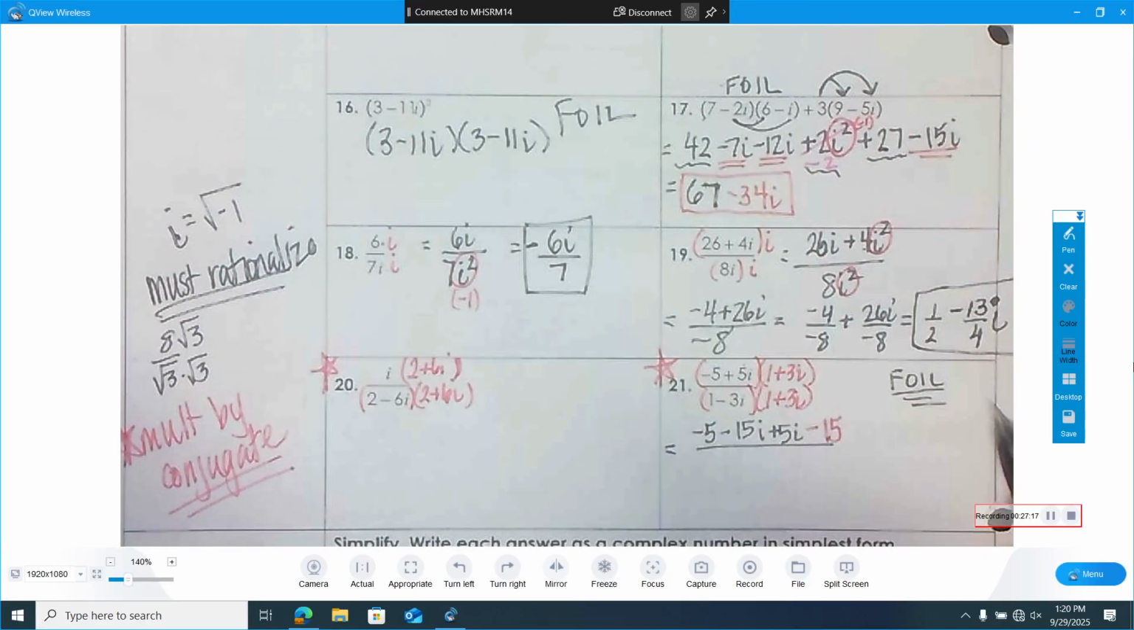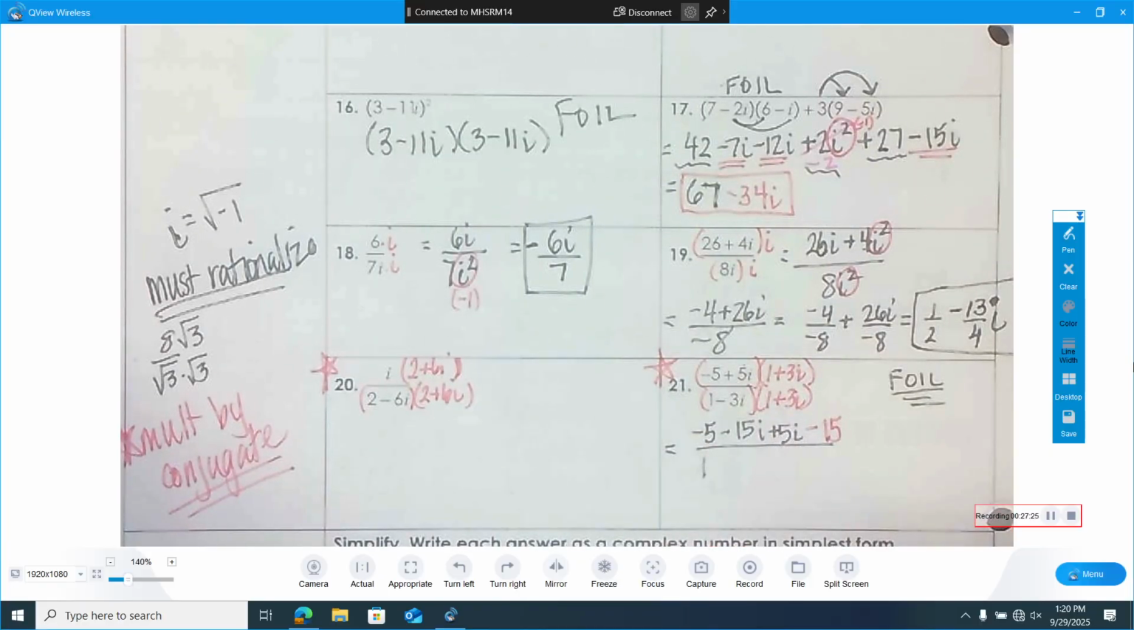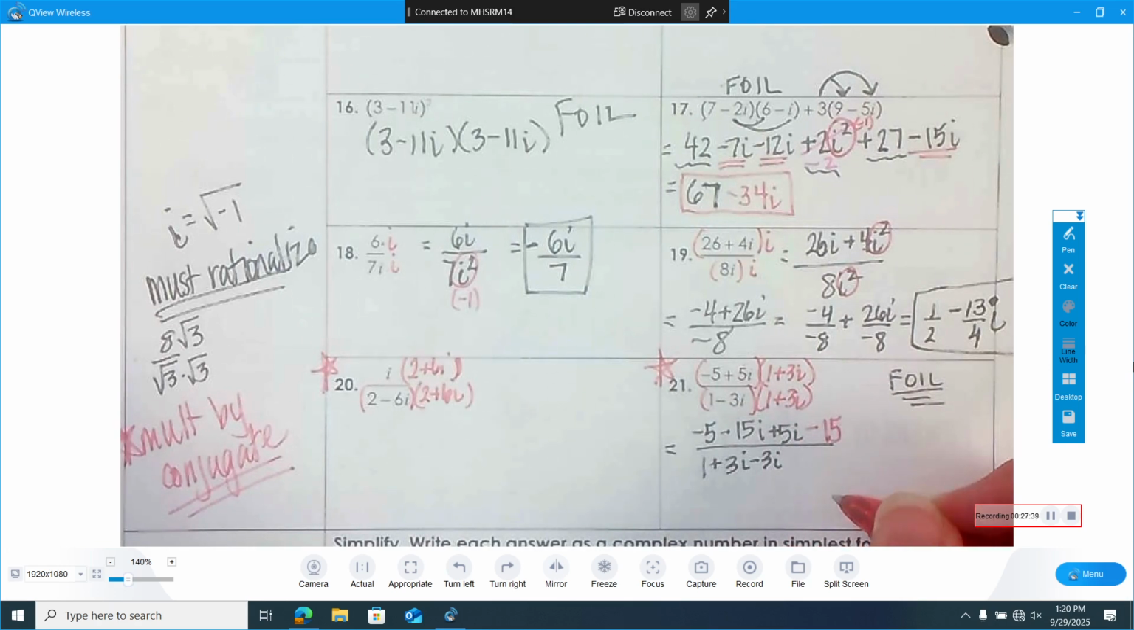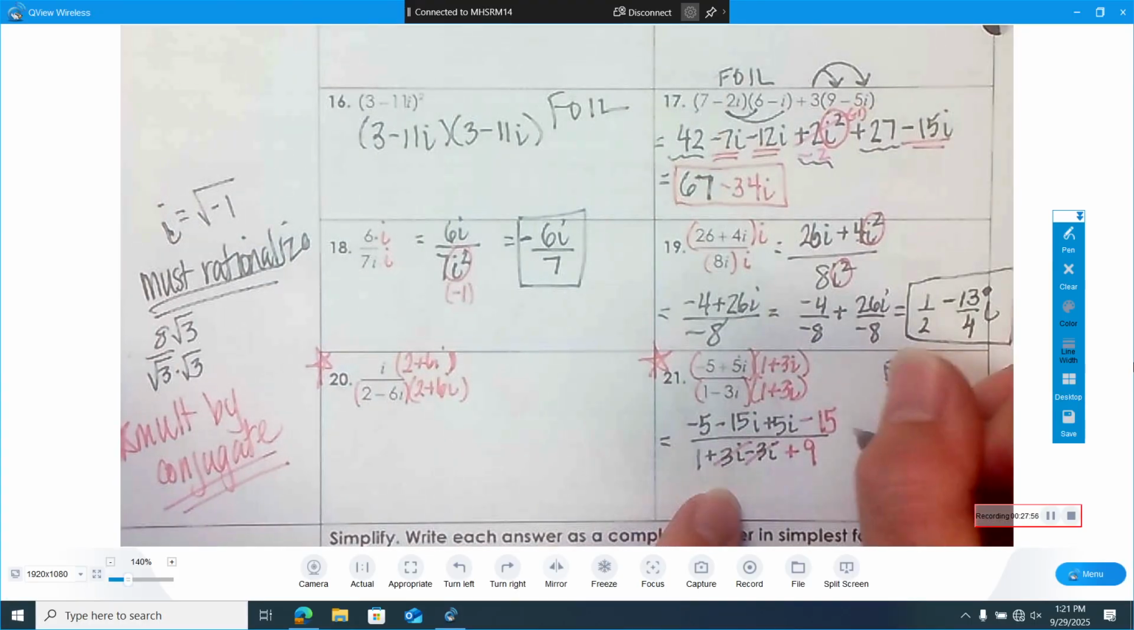All right. On the denominator, something very interesting happens when we FOIL this out, and this is a good thing to know. First times first, 1 times 1 is 1. The outside is positive 3i. The inside is negative 3i. And then again, last times last, negative 9i squared becomes positive 9. What happens with the positive 3i and negative 3i? That cancels out. And that's what multiplying by the conjugate does for us. It gets rid of that i term we didn't want. And so that cleans up super nice.